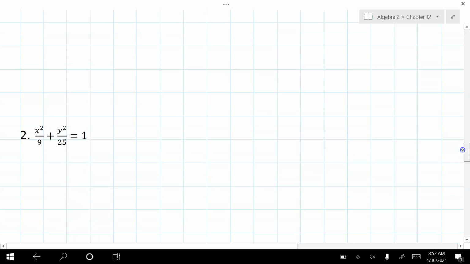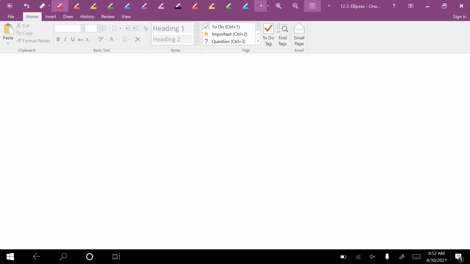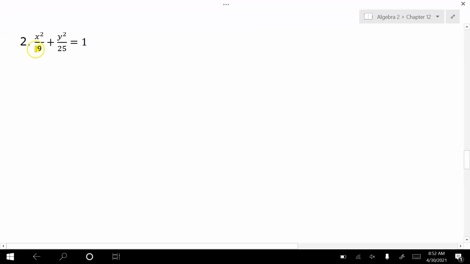Let's take a look at the second one here. Okay, so look at those bottom numbers. Which one's bigger? 9 or 25? Which one's bigger? 25. So the bigger number is always your A. Okay, so the 25 is what we're going to call the A squared, which means that 9 is my B squared.